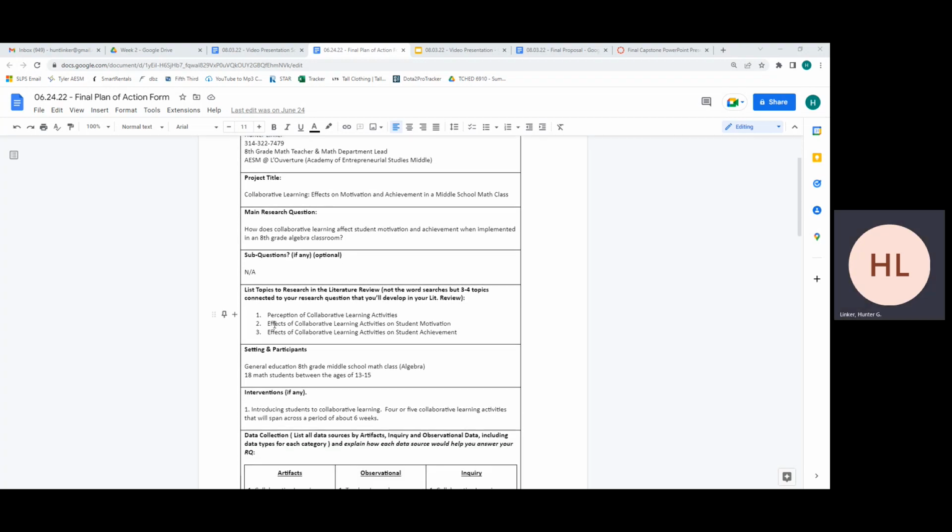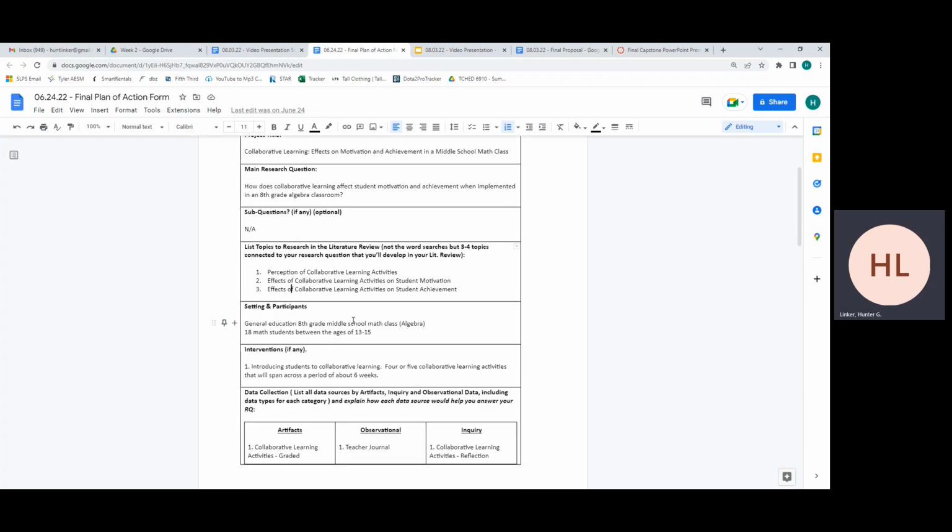So the 3 main topics that I researched for my literature review were perception of collaborative learning activities, effects of collaborative learning activities on student motivation, and effects of collaborative learning activities on student achievement. The setting was an 8th grade middle school math class. There were 18 students in this class, ages 13 to 15.